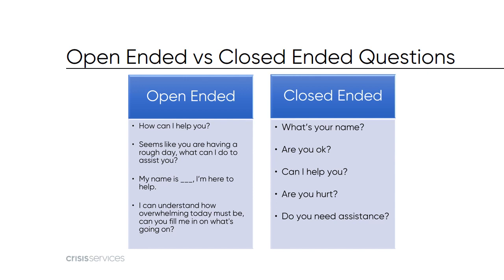is using open-ended questions. Asking questions that require more than a yes or no answer can get people talking. Instead of asking, "Are you okay?" try asking, "How can I help you?" It requires someone to open up more and can build more rapport.